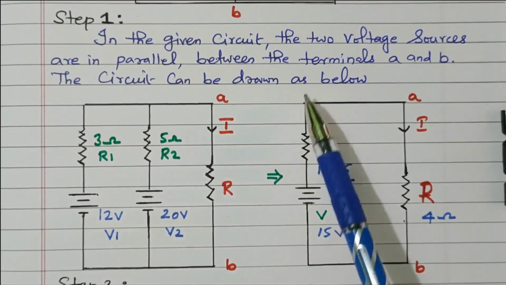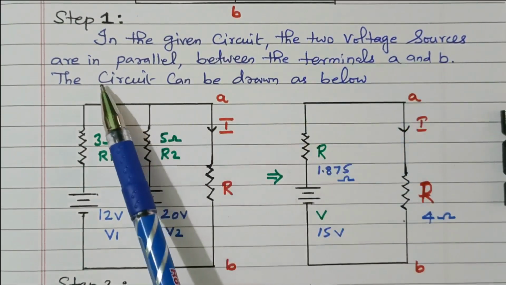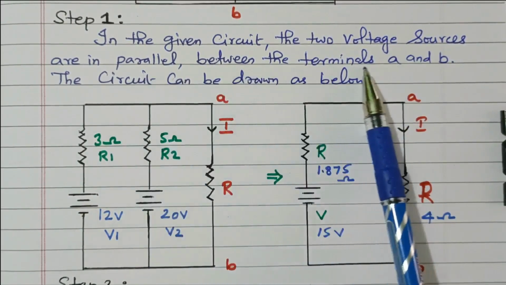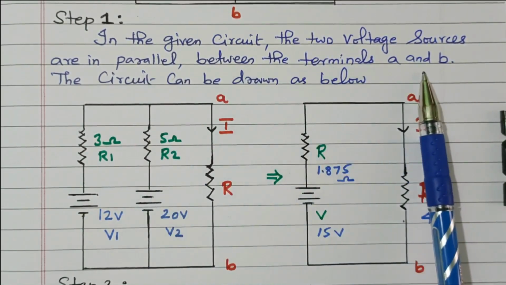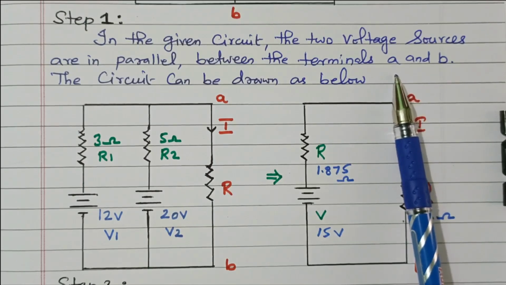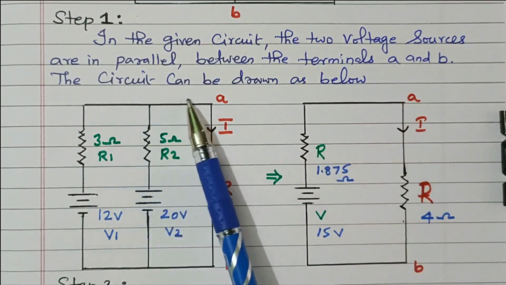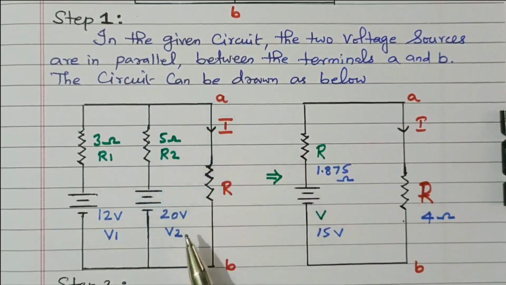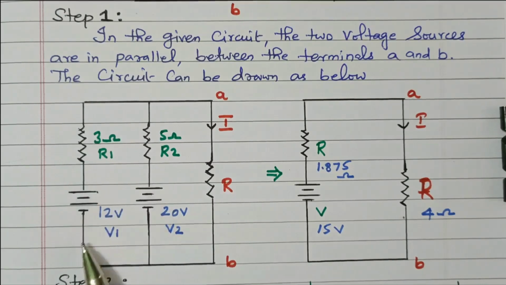In the given circuit, the two voltage sources are in parallel between the terminals A and B. One voltage source is connected to one end of the terminal AB, another voltage source is connected to the other end of terminal AB, so that it is parallel. So this circuit can be drawn as below. So this is the circuit redrawn.